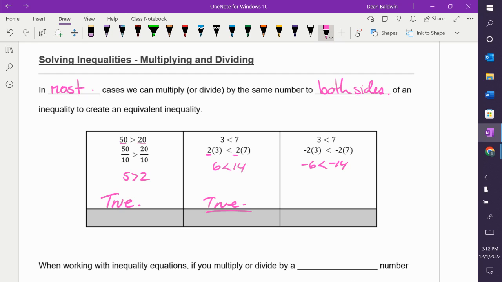Does everybody understand why that is not true? Yes, it's closer to being the 0, right? -6 is here, -14 is there, so -6 is bigger. So this is a false statement.